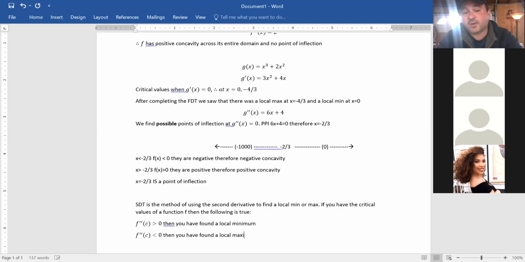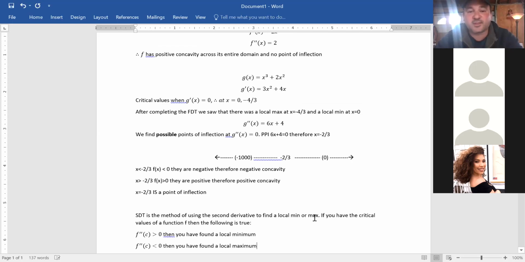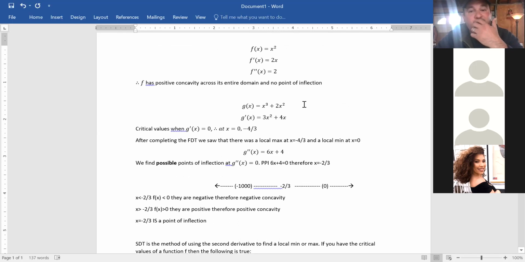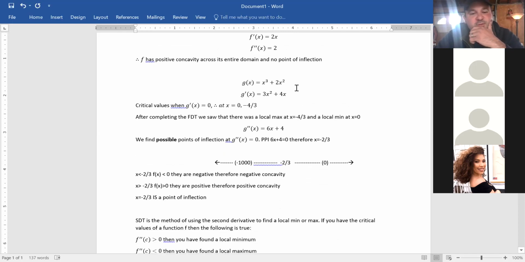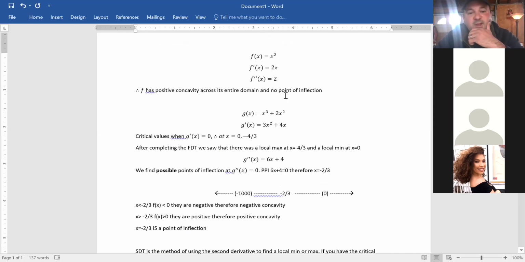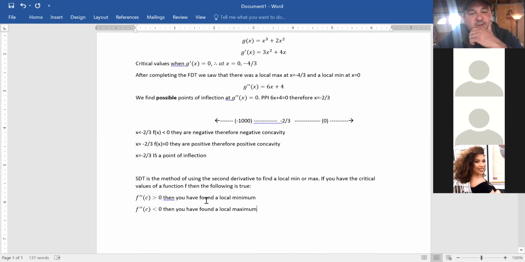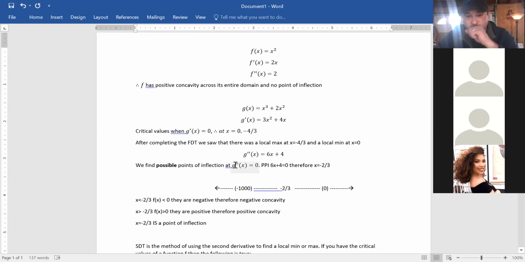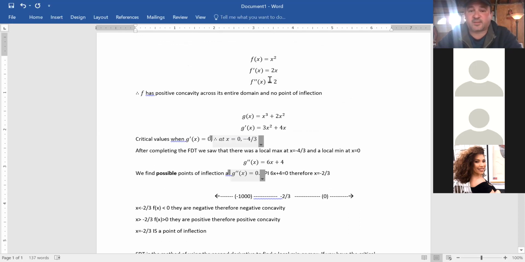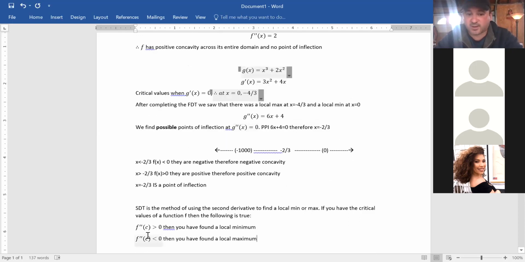Let's confirm that. We know that there's a local minimum at 0 here. Actually, no, this is the x cubed one, so let's confirm it for the other one. This one would be positive. So then you found a local minimum, which we did. Notice the second derivative here, f double prime of x is equal to 2. It's always positive. So when you plug in the critical value 0, you get a positive number out, which is greater than 0. That means you have found a local minimum.